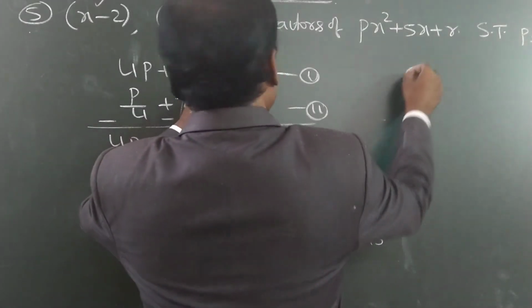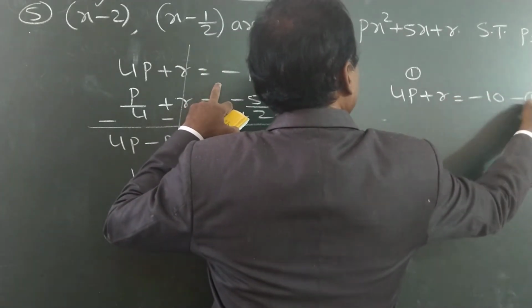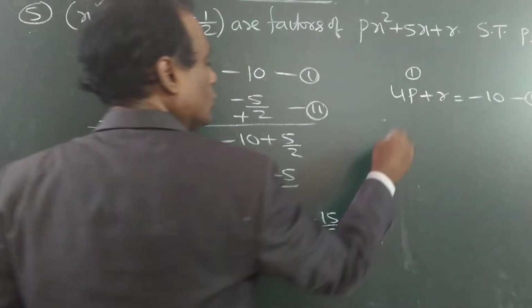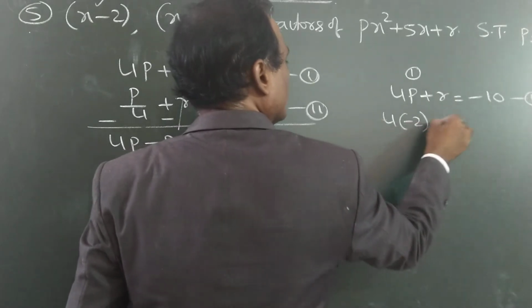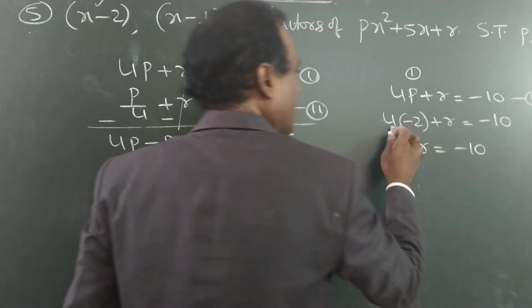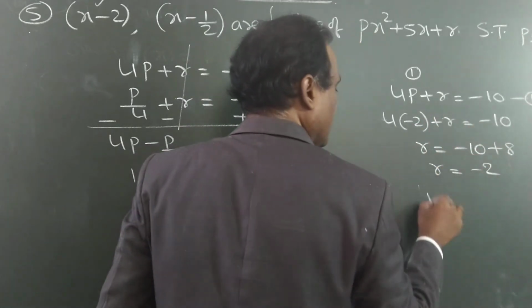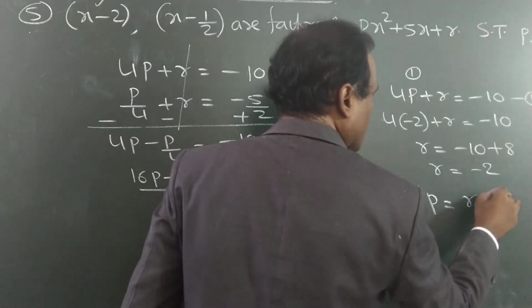Take the first equation. See here, the first equation, p value is minus 2. Minus 8 to that side becomes plus 8. So the r value is also minus 2. Therefore, the p value and r value are both equal.